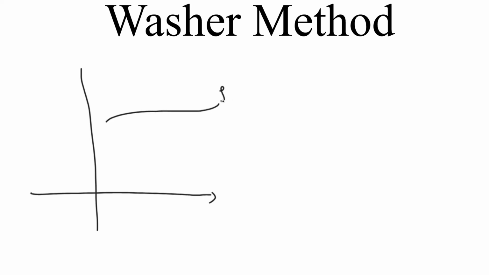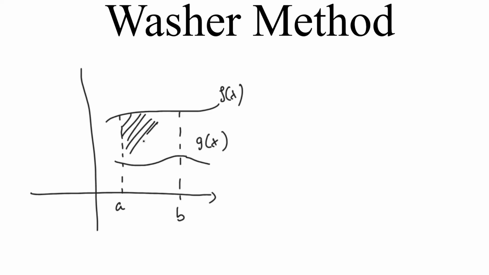In this video, I will talk about the method in calculus to compute the volume of a region rotating around the x-axis. For example, you have two functions. The first function looks like this, f of x, and the second function, g of x, looks like this. Over the interval a to b, this is the region, the area between these two curves over this interval.